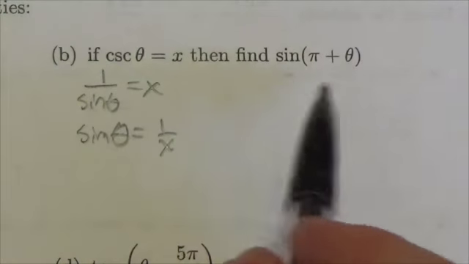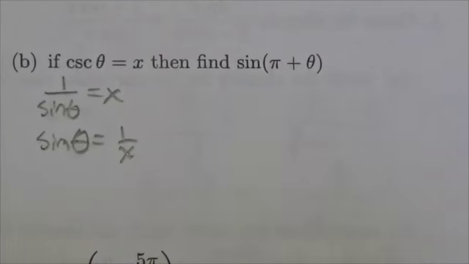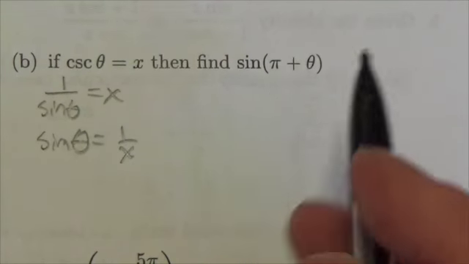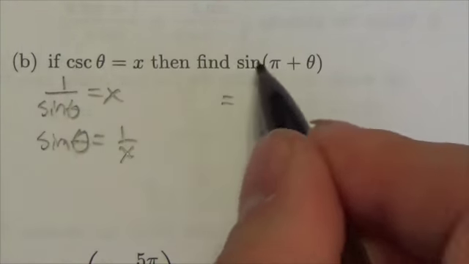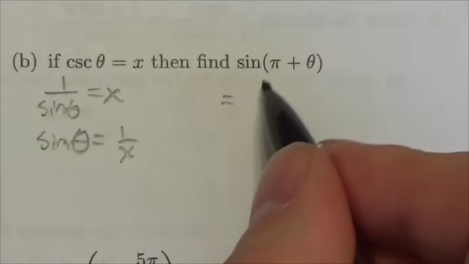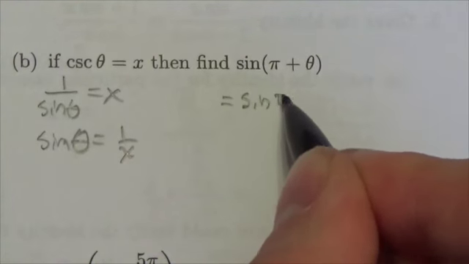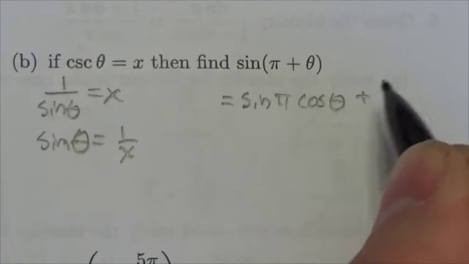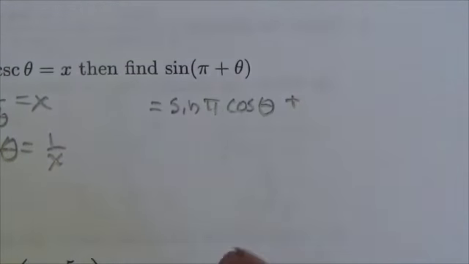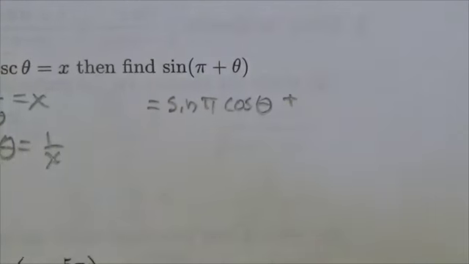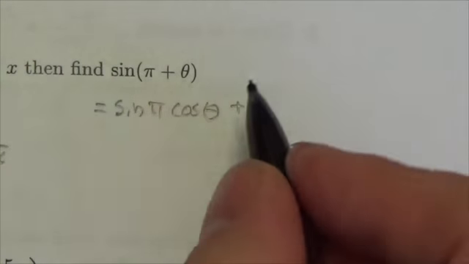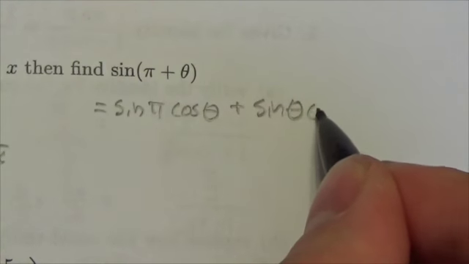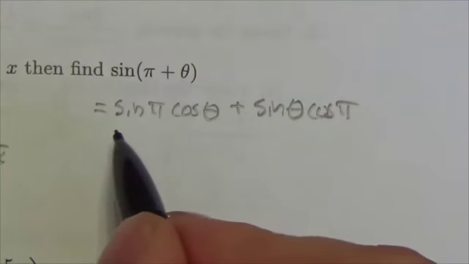Now let's move on and look at that sum identity here. I see a pi in there, so I'm assuming this is going to simplify quite nicely in just a couple steps. My sum and difference identity would say this is equivalent to the sine of pi times the cosine of theta plus, because sine always keeps the same sign, cosine changes it but sine keeps it, the sine of theta times the cosine of pi.